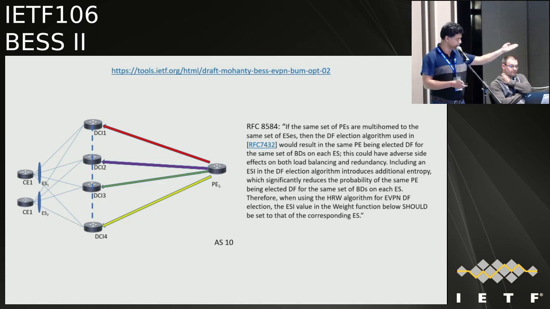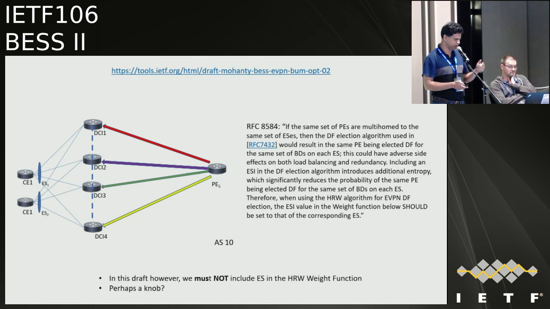Some of this English is written by John. But for this particular case, we do not want the ES to creep into the equation. Why? Because we want both ES1 and ES2 to have unequivocally the same DF, the same DCI, which means we can set the ES to 0, and then irrespective of the ES, they will all map to the same DCI or PE. I think I missed writing that in the draft, but in the next version we'll do it. That can be done probably by a knob.